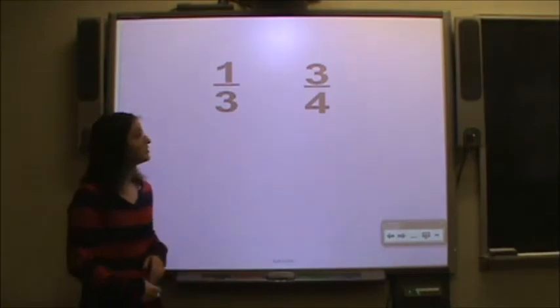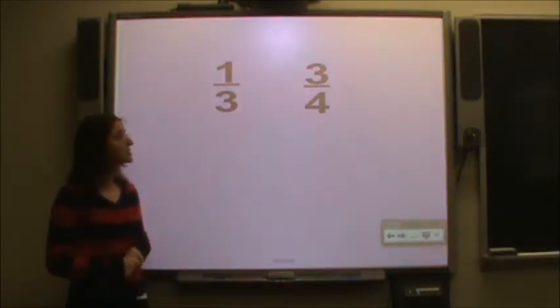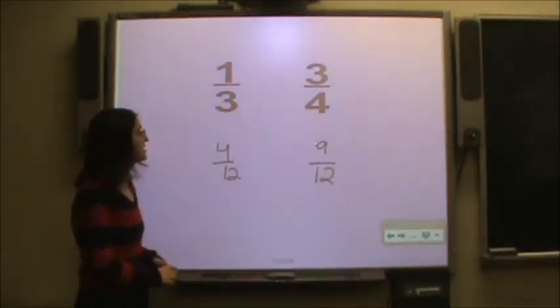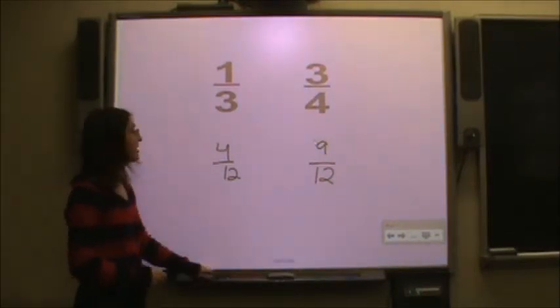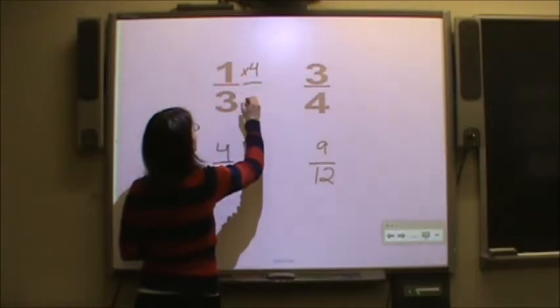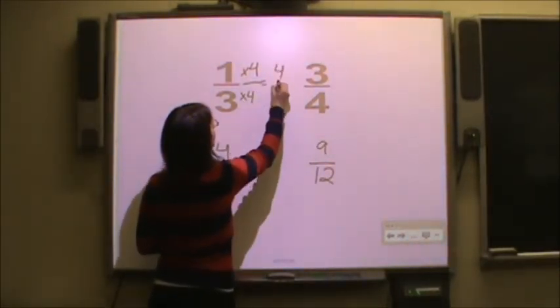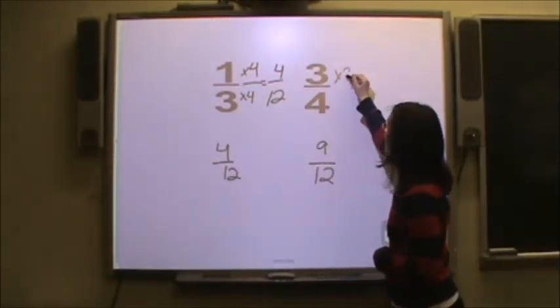Here's another one I'd like you to try. You're going to have to work a little bit harder to find the equivalent fractions where they both have the same denominator. Pause the video and do that now. So the answer is 4/12 and 9/12. And the way I found that was I multiplied the numerator and the denominator each by 4, and that equaled 4/12. And then over here, I multiplied each of them by 3.